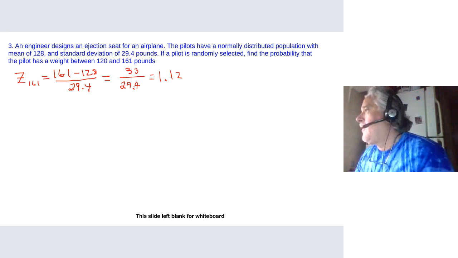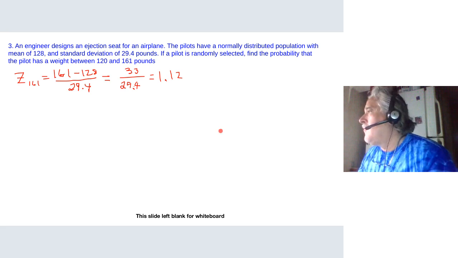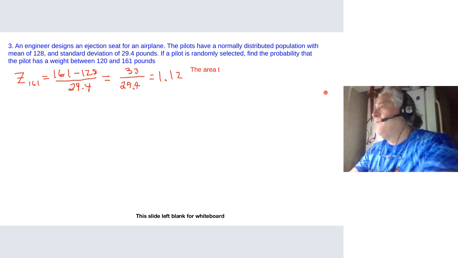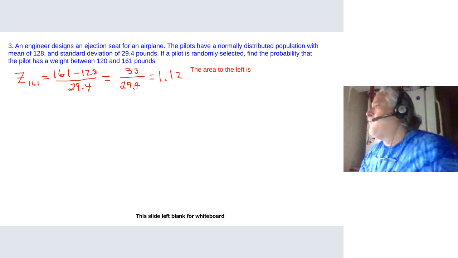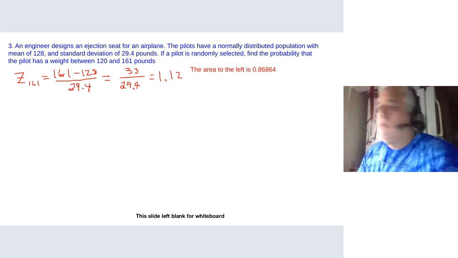I'll just go ahead and get the area real quick. I'm going to look up 1.12 with the normal CDF. 0.86864. All right, we'll come back to that. We don't need that just yet because we've got to get the other value. So we've got to have that other z-score.